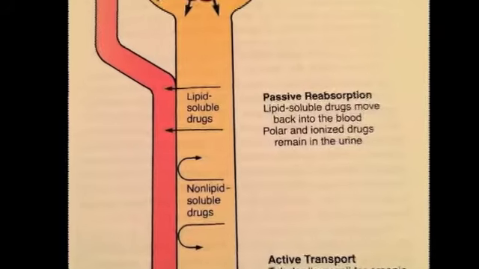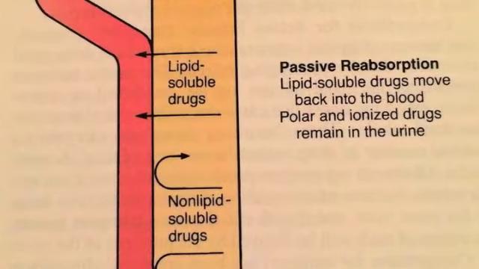Passive reabsorption is driven by differences in drug concentration between the bloodstream and the renal tubule. If a drug is lipid soluble, it can readily pass through the membrane and undergo passive reabsorption from the tubule back into the blood. Drugs that are not lipid soluble, which are often ions or polar compounds, will remain in the urine to be excreted.